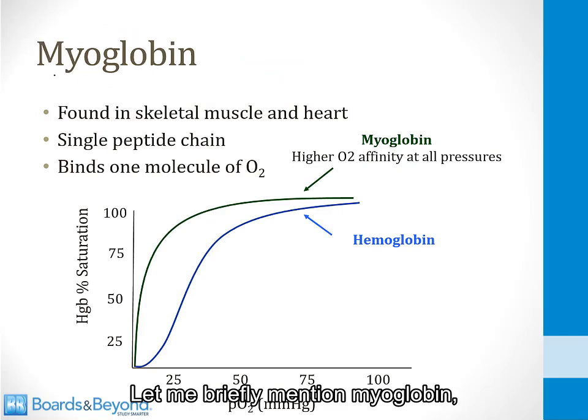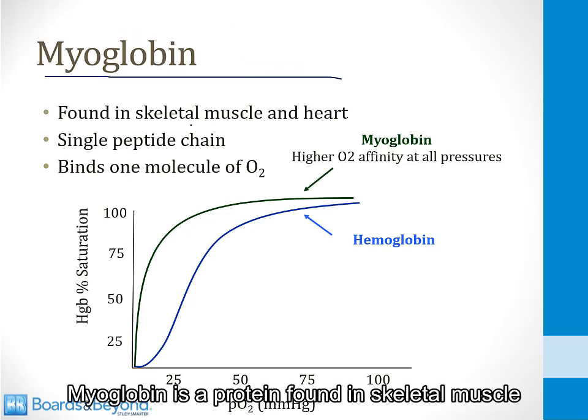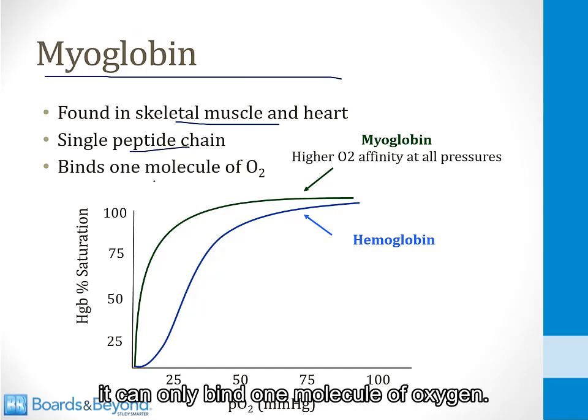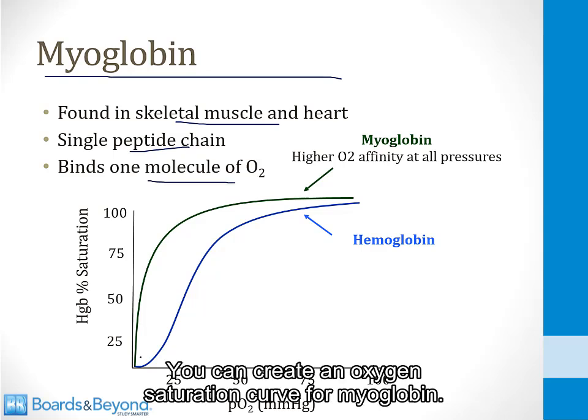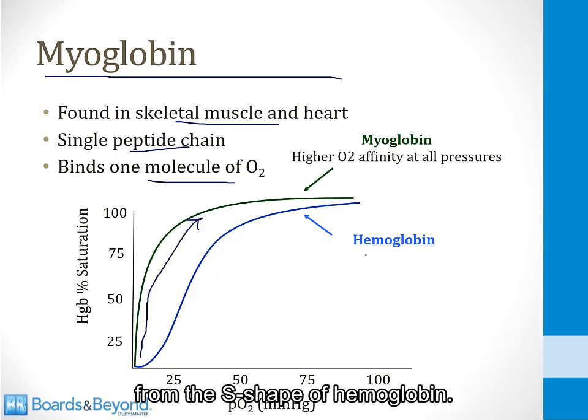Let me briefly mention myoglobin, which shares some similarities to hemoglobin. Myoglobin is a protein found in skeletal muscle and the heart. It's a single chain, not 4 chains like hemoglobin, and because it's a single chain, it can only bind 1 molecule of oxygen. You can create an oxygen saturation curve for myoglobin, and if you do, it will look like this green line here. And you can see that it's very different from the S shape of hemoglobin.